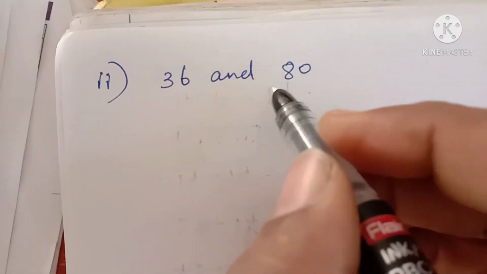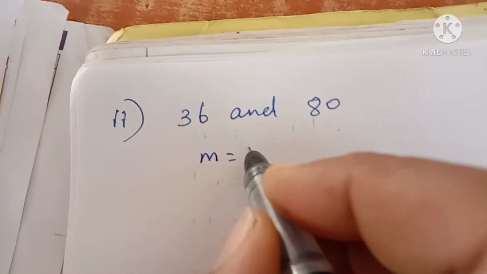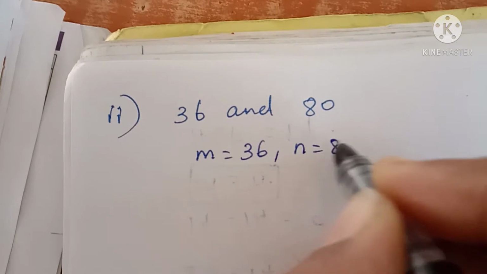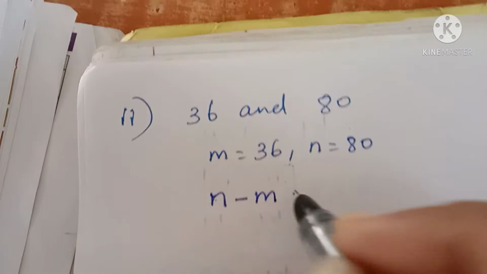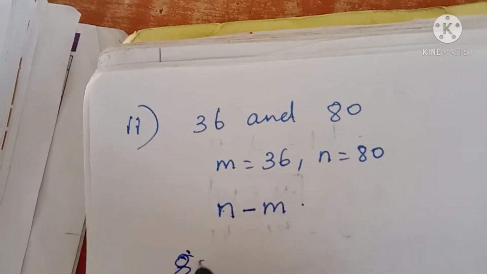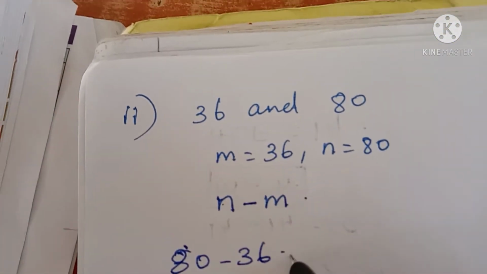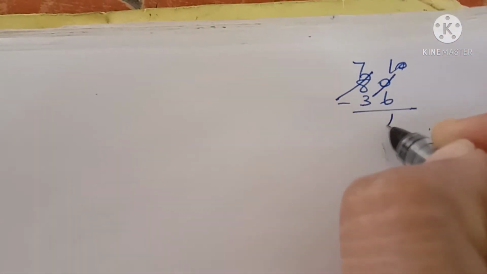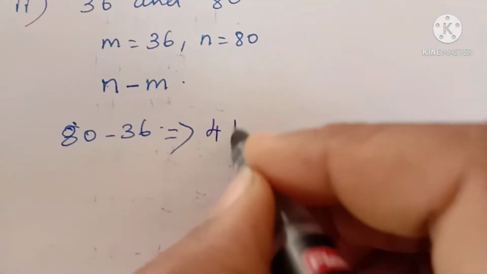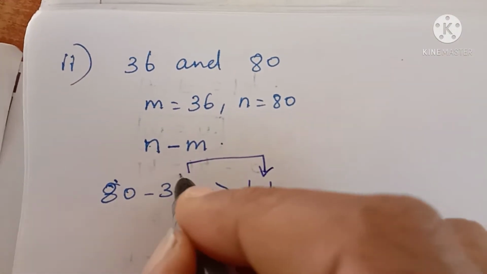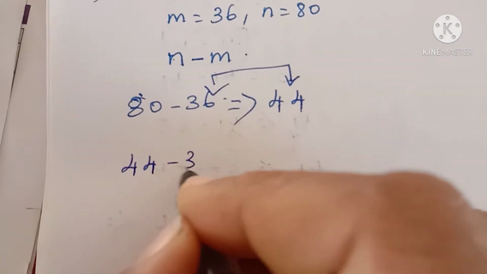Next question, 36 and 80. M is equal to 36, n is equal to 80. Therefore, you have to subtract n minus m, which is equal to 80 minus 36. So, 80 minus 36. 10 minus 6 is 4. 7 minus 3 is 4. 44. Now take these 2 numbers: 44 minus 36.